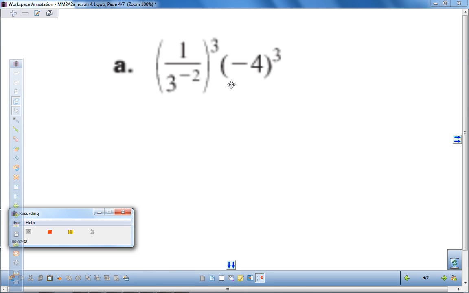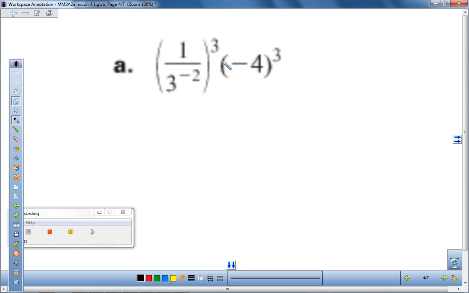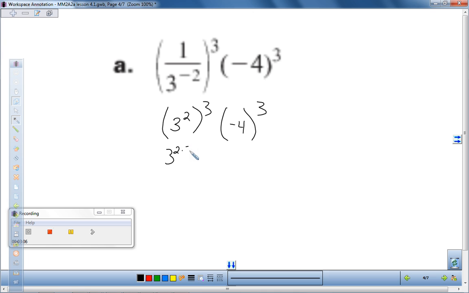Alright, we're going to evaluate this. What I would do first is bring this negative. If it's negative underneath, it's positive up here. So I'm going to rewrite this as 3 squared to the third times negative 4 to the third. Now here we're going to use the power of a power property, and so we end up with 3 times 2 times 3. So 2 times 3 is going to end up being the 6th power.